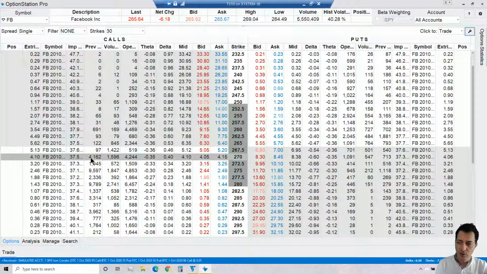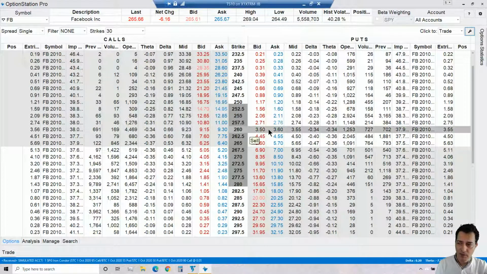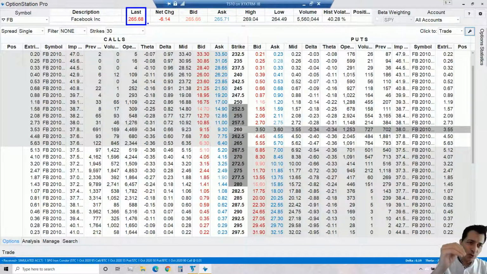Now, if I go to 260 on the put side, which is same distance below, and I look at the extrinsic value, look at that, it's about the same. And of course, the reason for the difference is because the current price of the stock, I just froze it, is not trading at 265, it's trading at 265.68, which is a bit closer to the call and a bit further to the put. That's why the put is giving you a bit less extrinsic value, and the 270 call is giving you a bit more extrinsic value.